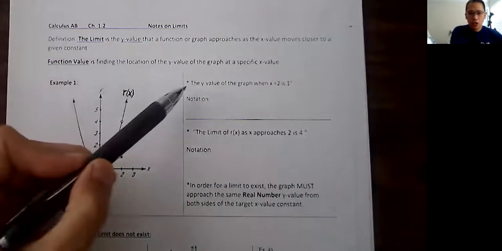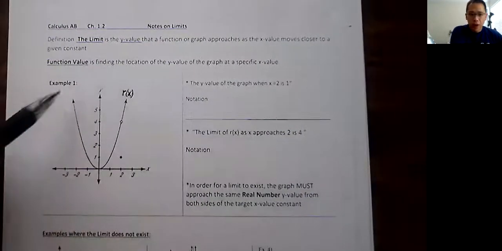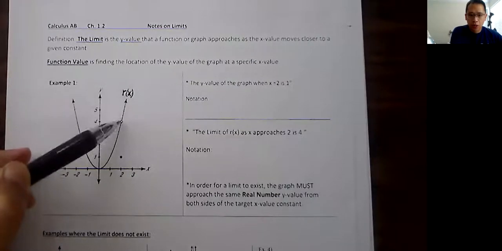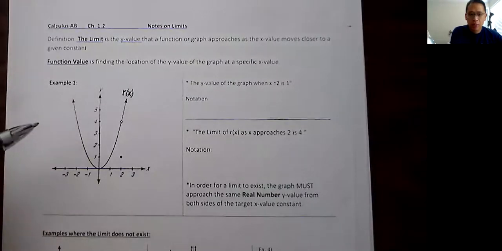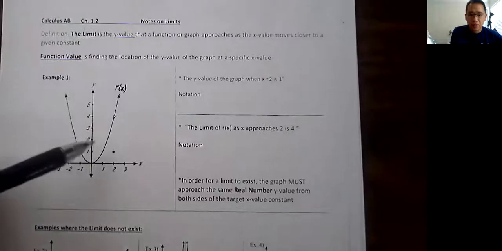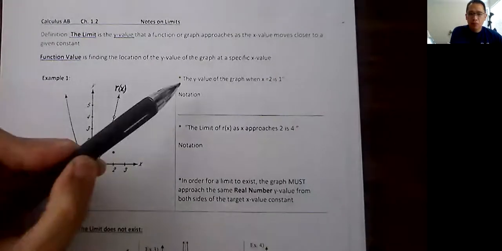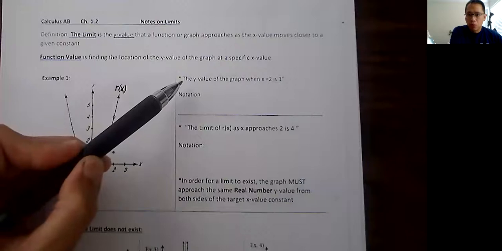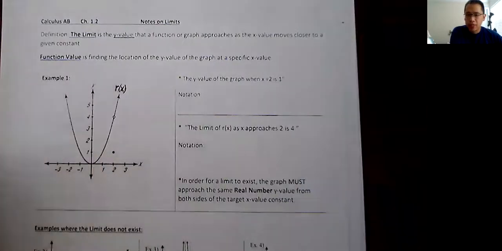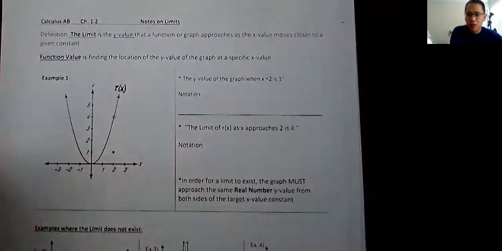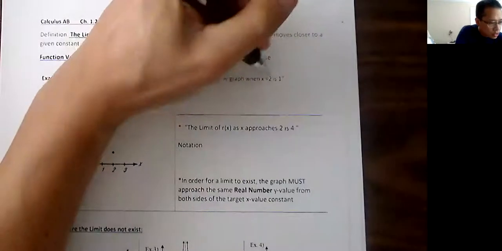Okay. So let's say we have the graph here. This is r of x. We see there's a hole, and we see there's a location for that point that is in a different location than where that hole is. Okay. So this example is asking what is the y value of the graph when x is equal to 2? And it says the y value of the graph when x equals 2 is 1. So that's an equal sign here.